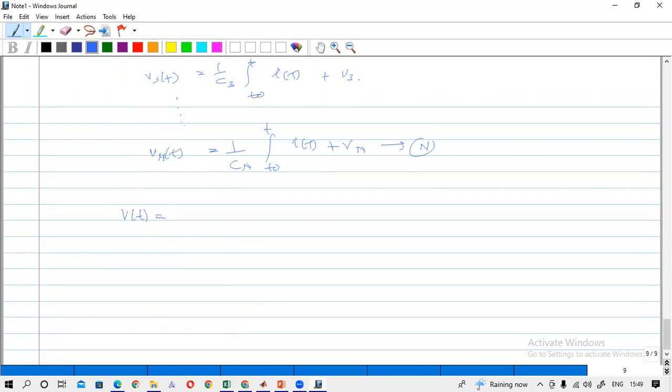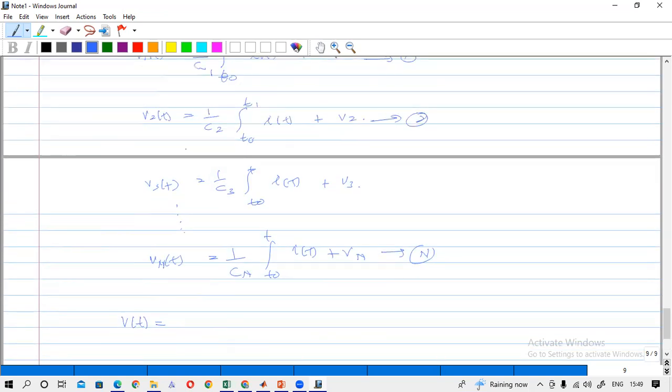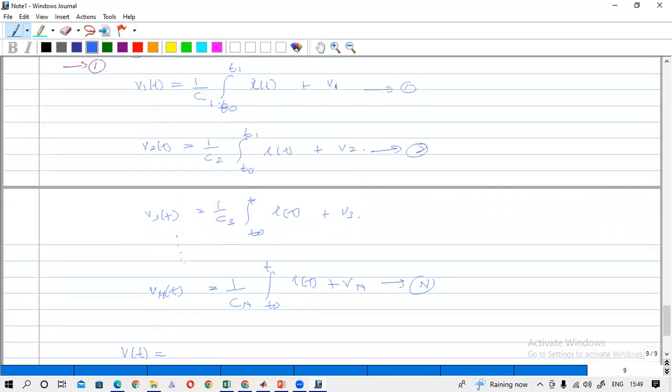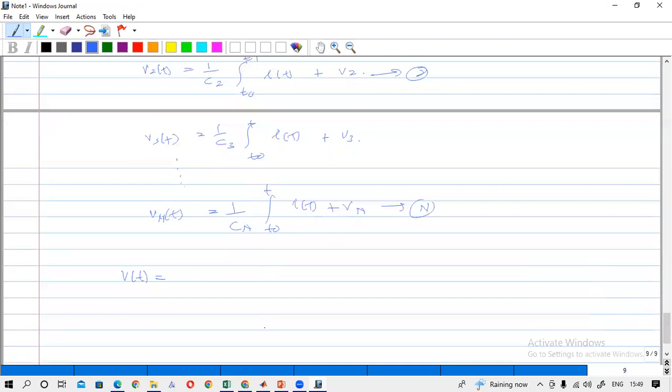So Vt is equal to, you can see here, 1 by C1 integral of It plus V1, 1 by C2 integral of It plus V2, 1 by C3 integral of It plus V3. So we have to add them all together. I can use the sum notation, and I put a simple n as the variable. So n should go from 1 to capital N, because these are changing like this.